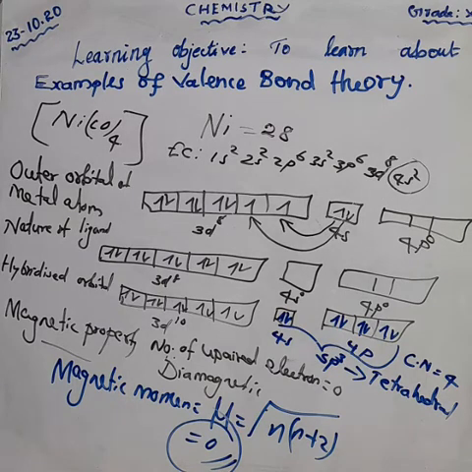So the magnetic moment, we see one formula. What is the formula? Mu is equal to mu s. We can use mu s is equal to root of n into n plus 2.